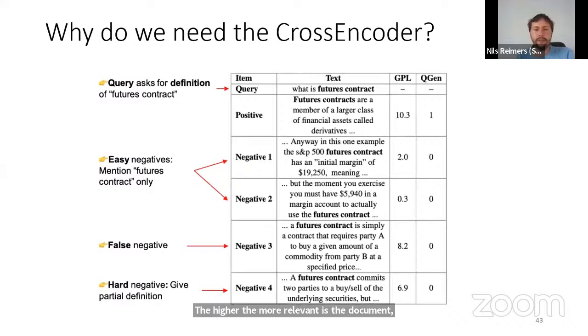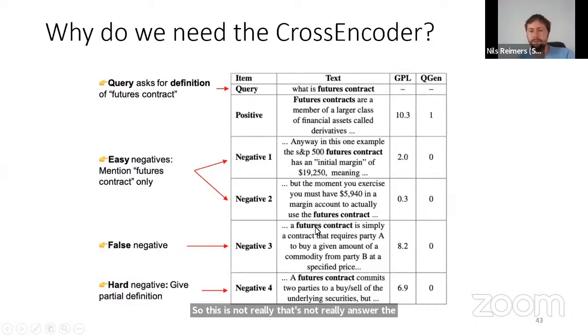And so here's a real example how it looks like. This is from the financial domain. You have a document about futures contracts. Futures contracts are a member of large class of financial assets. Then you ask the doc to query model to generate a query. So it says, okay, what is a future contract? Is a good query for this document. You retrieve from your corpus different negatives, and then you predict from the cross-encoder different scores. And some documents are really negative. So for example, -2 is: the moment you exercise, you must have $5,000 in a margin account to use the futures contract. So this does not really answer the question, what's a future contract?